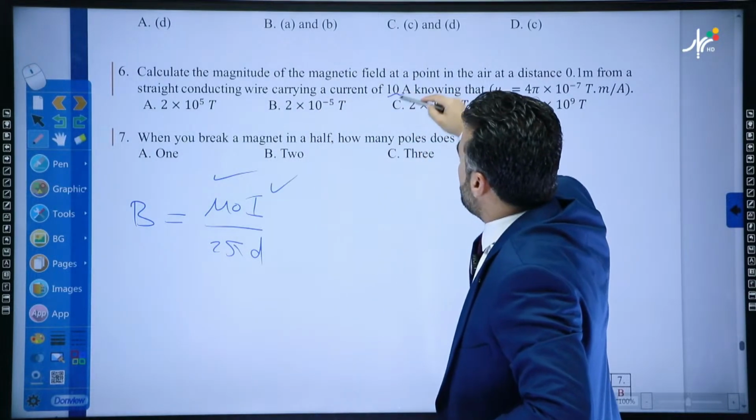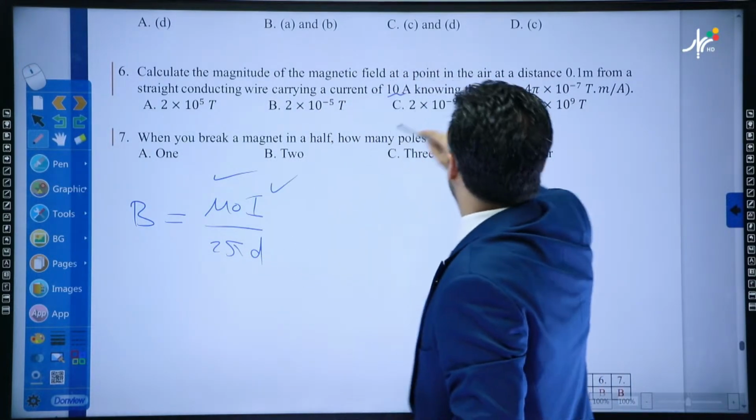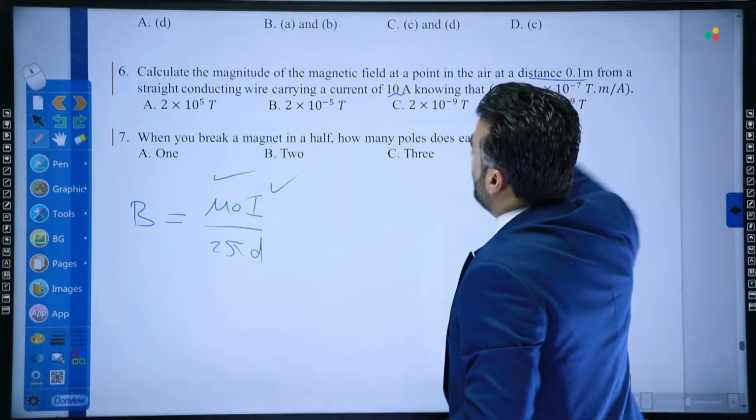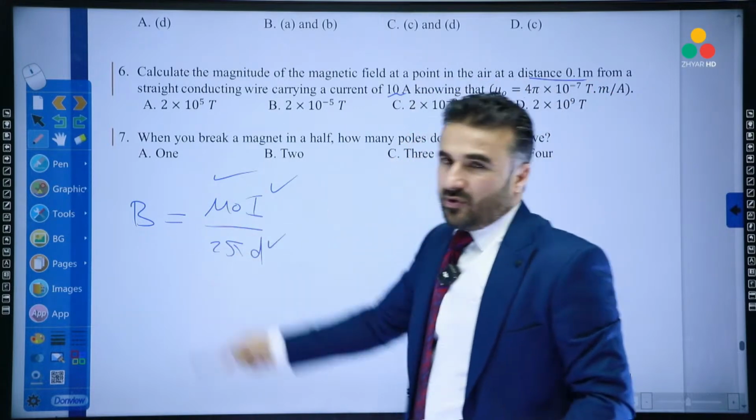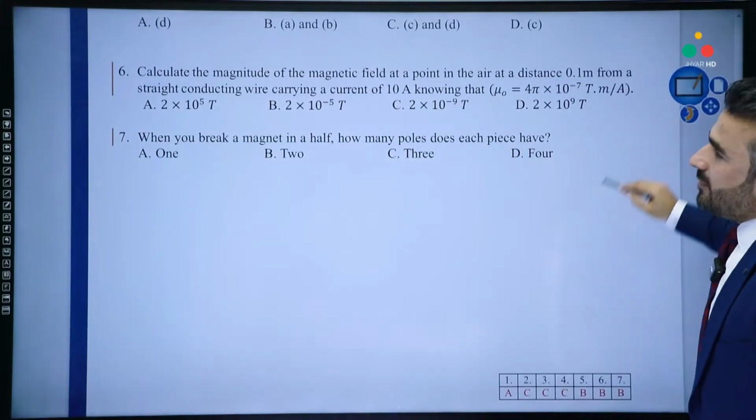Mu naught is given, which is basically this much. Current is given, that is 10 ampere. 2 pi is a constant. What about the distance here? It says at a distance of 0.1 meter. So plug in these numbers, and you'll find the value for B here.